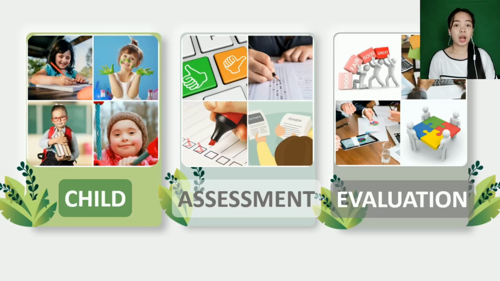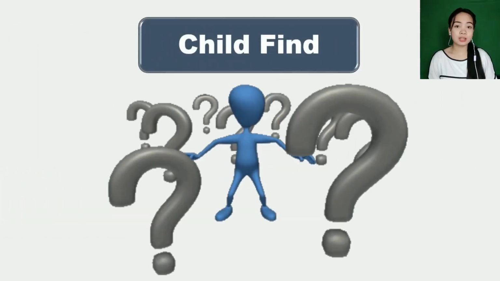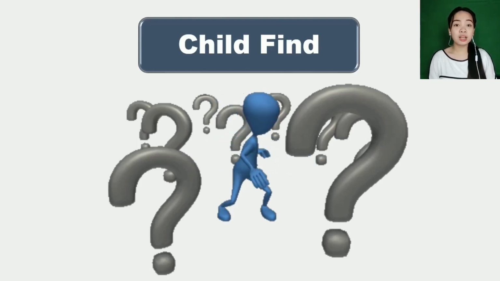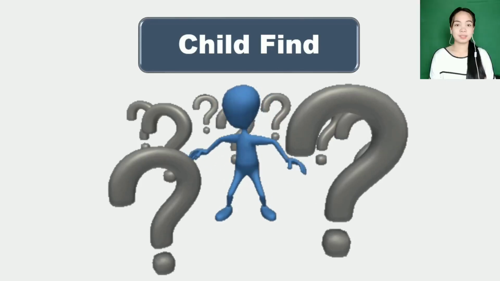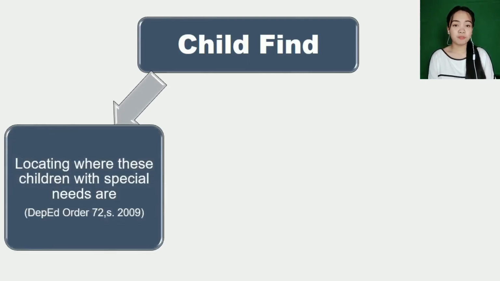As we deepen our understanding of special and inclusive education, one of the specific obligations that we as educators must address is the knowledge of child find. Based on DepEd Order 72, Series 2009, which is all about inclusive education as a strategy for increasing participation rate of children, Child Find is a component of a comprehensive inclusive program which refers to locating where children with special needs are through the family planning survey, advocacy campaigns, and networking with local health workers.